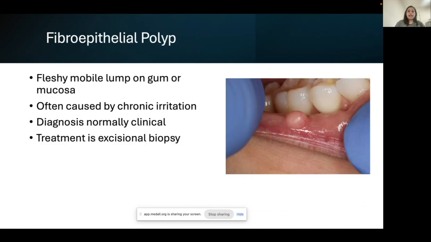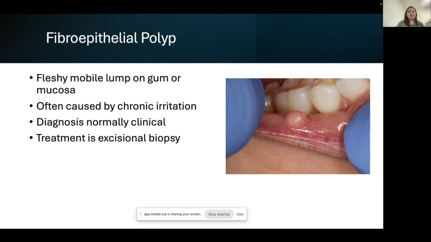This is a really, really benign thing called a fibroepithelial polyp. So it's literally a polyp. It's normally got like a little stalk or something. It's an obvious fleshy, mobile lump on the gum or the mucosa. It's normally in areas where there's chronic irritation, like on the lower lip or the inside of the tongue, where people bite and then they keep biting and it keeps getting bigger. It's nothing to worry about.